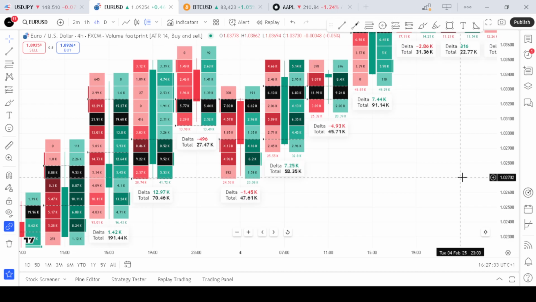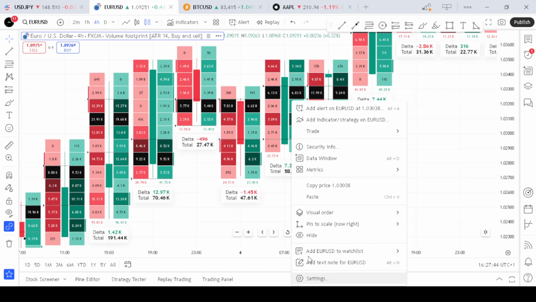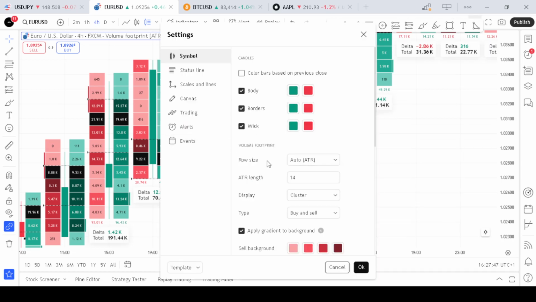To get started, you would want to optimize your chart setting for clarity. First, you set your row size to auto. So going into our chart setting, we'll set our row size. As you can see, this is row size. We'll set it to auto. It is at auto, it's already set. This allows the chart to dynamically adjust based on market volatility, giving you a clearer picture of price action. Next, we need to keep our ATR length at 14. 14 is the default value, as this provides a standard measure of volatility.